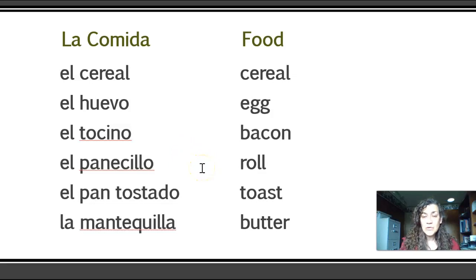El panecillo is a roll. El panecillo. El pan tostado is toast. So pan is bread, and tostado, of course, is toasted. So it's toasted bread, bread toasted. El pan tostado. And lastly, we have la mantequilla. La mantequilla is butter.